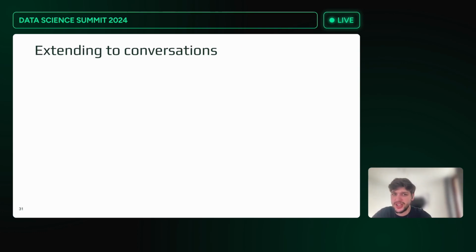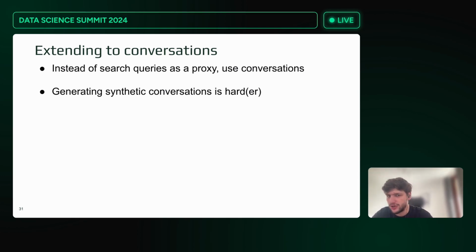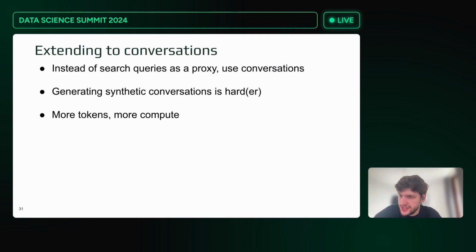Then I also mentioned extending to conversations instead of using search queries. I mentioned two proxies for relevant content, and one of them was conversations. We didn't touch that yet. So it's a harder problem, generally speaking. That's what we found, because generating synthetic conversations is hard, or at least harder than generating search terms. It takes more tokens to generate that, and it's more compute as well for fine-tuning.